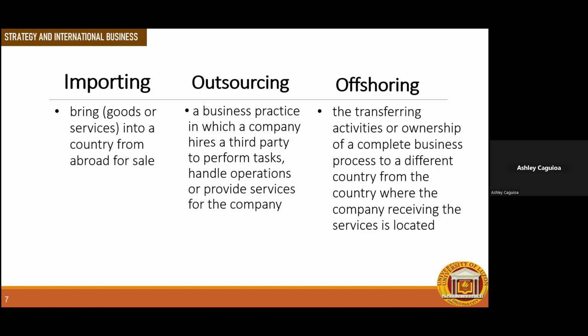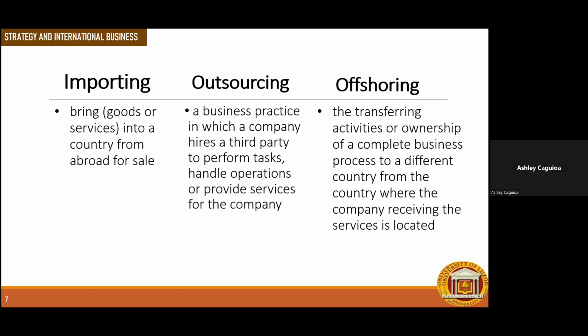Number two is outsourcing. In outsourcing, the company delegates an entire process to the outsourced vendor. The vendor takes control of the operation and runs the operations as it sees fit. So next we have offshoring, the transferring of activities or ownership of a complete business process to a different country from the country where the company receiving the services is located. So in offshoring, the company takes a function out of its home country and places the function in another country. Generally, they choose this because of lower cost.